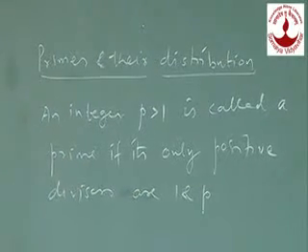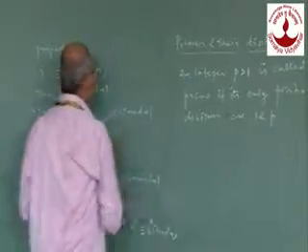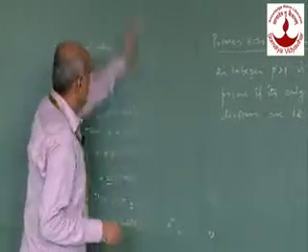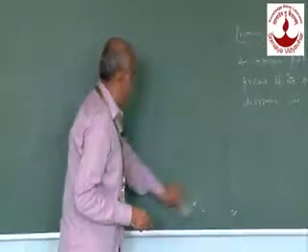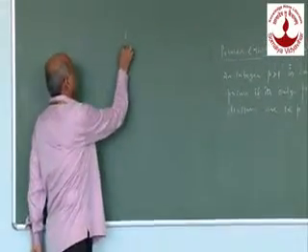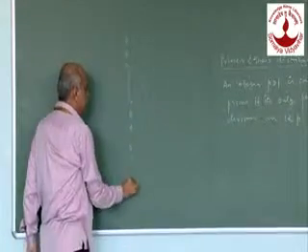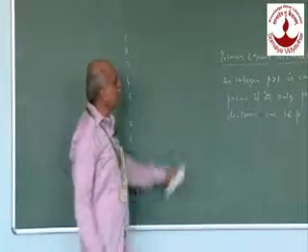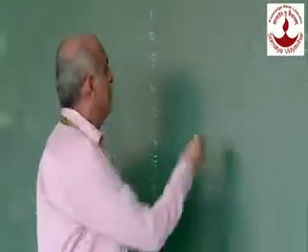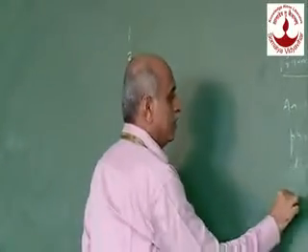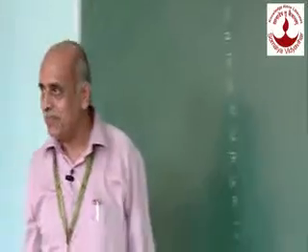So going through the definition, if I write the numbers, integers, only positives, 1, 2, 3, 4, 5, 6, 7, 8, 9 and so on, let us analyze the definition. The first observation is, can 1 be a prime? That is the question.